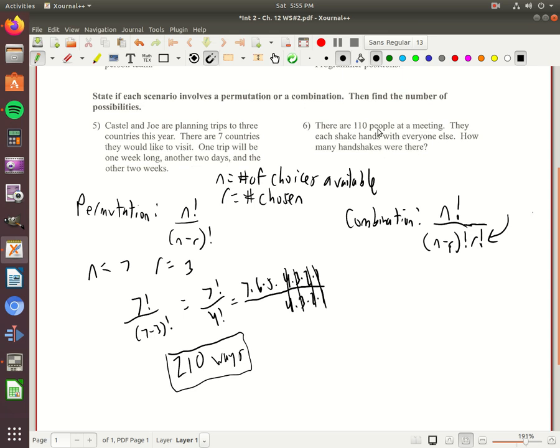So there's 110 people at a meeting. They each shake hands with everyone else. How many handshakes were there? Well, there's a lot going on with this problem, but essentially I need to figure out what my n and my r are. So the question is, what's my n? How many people can I choose from? Well, it looks like I can choose 110 people. And how many am I choosing? Well, only 2 people shake hands. So that's going to be my r.